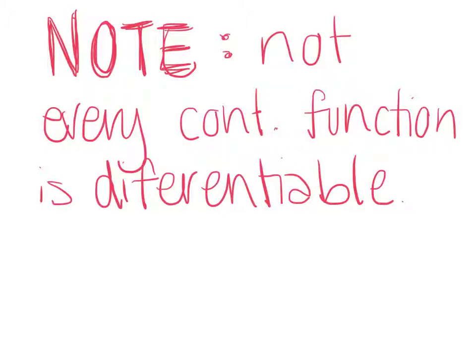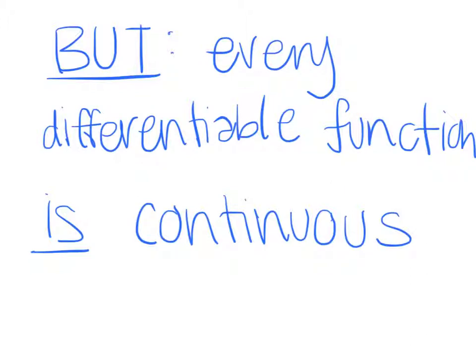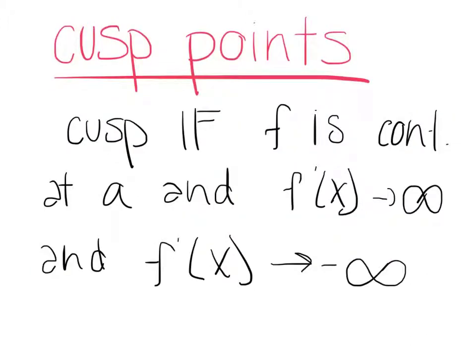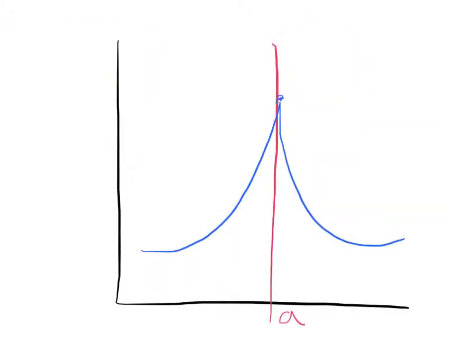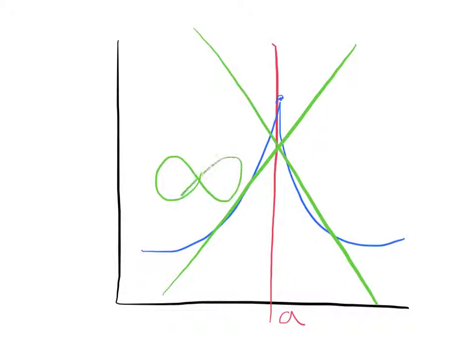A special note to be careful of: not every continuous function is differentiable. However, every differentiable function is continuous. This occurs because of cusp points. A cusp occurs if f is a continuous function, but from one side f prime of x approaches infinity, and from the other side f prime of x approaches negative infinity. This is illustrated with this graph. We can see here that from one side, the slope of the graph is positive, and on the other side the slope is negative, making f prime approach infinity on one side, while the other side approaches negative infinity. This results in a cusp point right here.